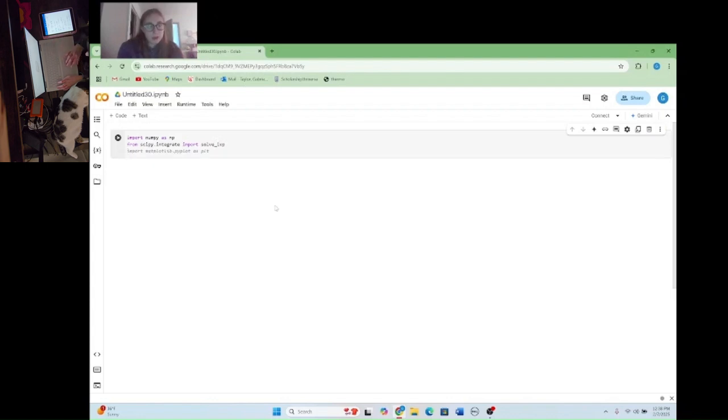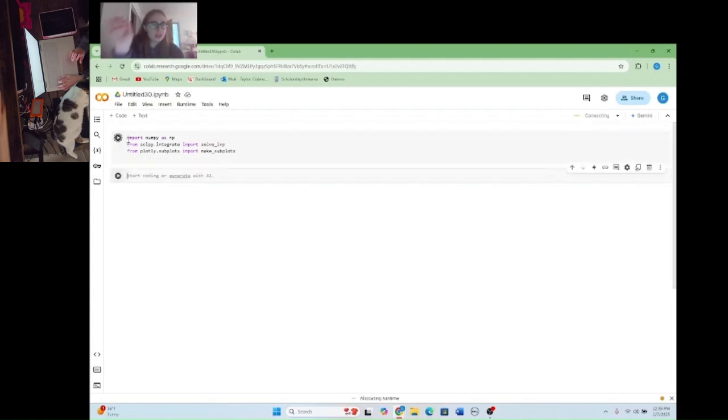and then we also want to, from, I think it's plotly.subplots, we're going to import make_subplots. Okay. So then we're going to do a shift enter.